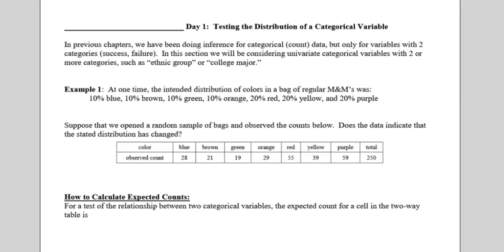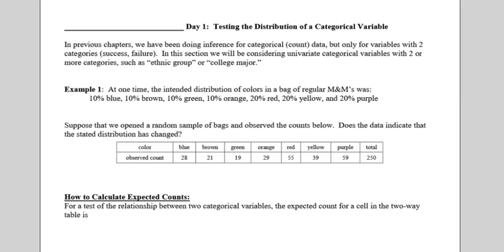Okay. So, in previous chapters, we've been doing inference for categorical counting data, but only for variables with 2 categories, success or failure. In this section, we will be considering univariate categorical variables with 2 or more categories, such as ethnic group or college major or types of cereal or types of candy, types of colors, that kind of thing. So, example 1.